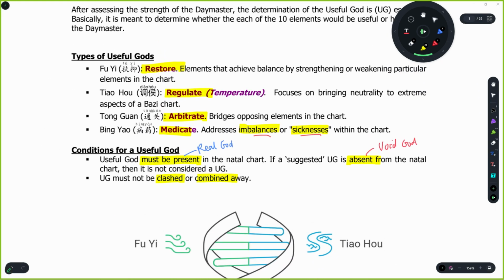All right. So that's it for today. The sharing on 10 remedies on how to medicate a chart, not really just medicate on a missing element. All right, that's it for today.